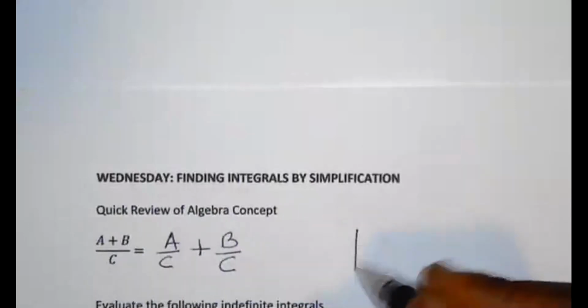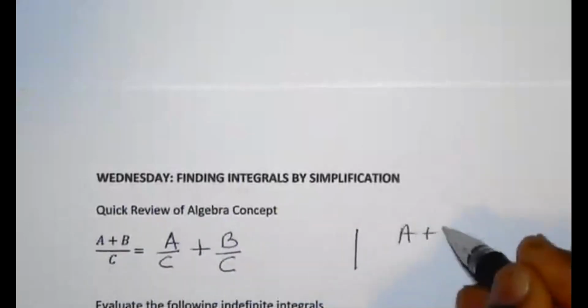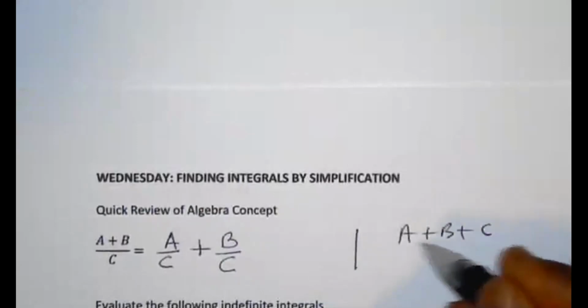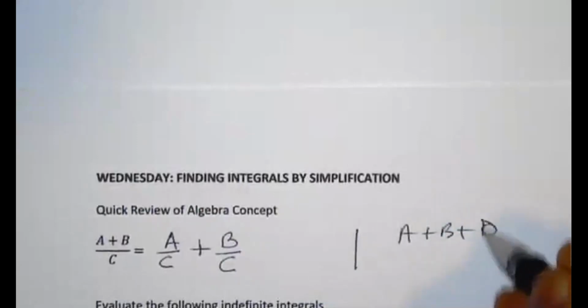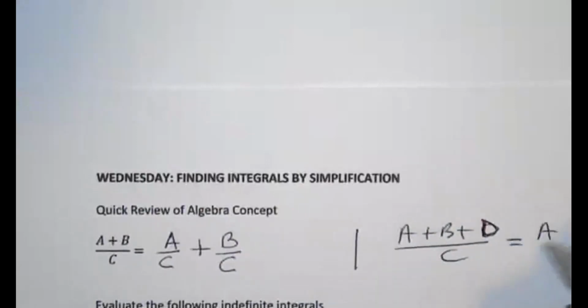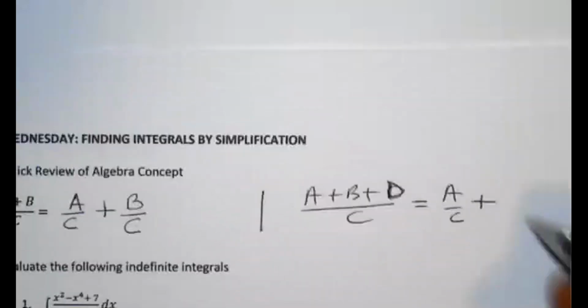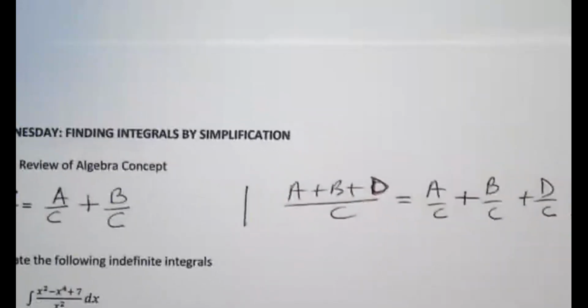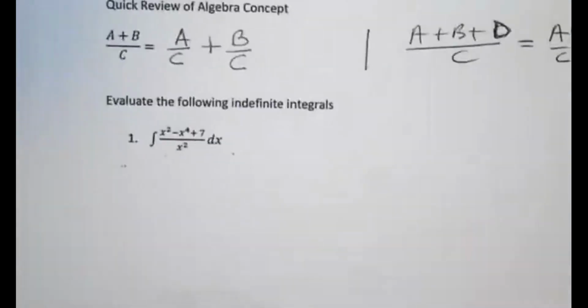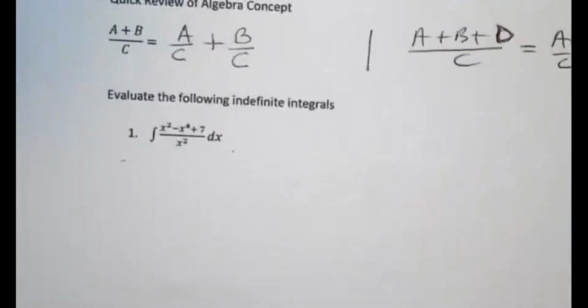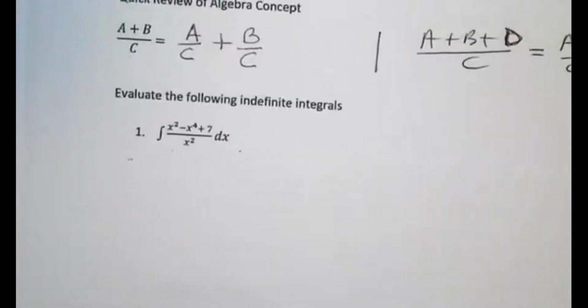For example, if I have A plus B plus D, all over C, it will be the same as writing A over C plus B over C plus D over C. All right. So this is a concept that we want to use today to simplify the expressions that we have before we take the integral. So let's look at the first example.